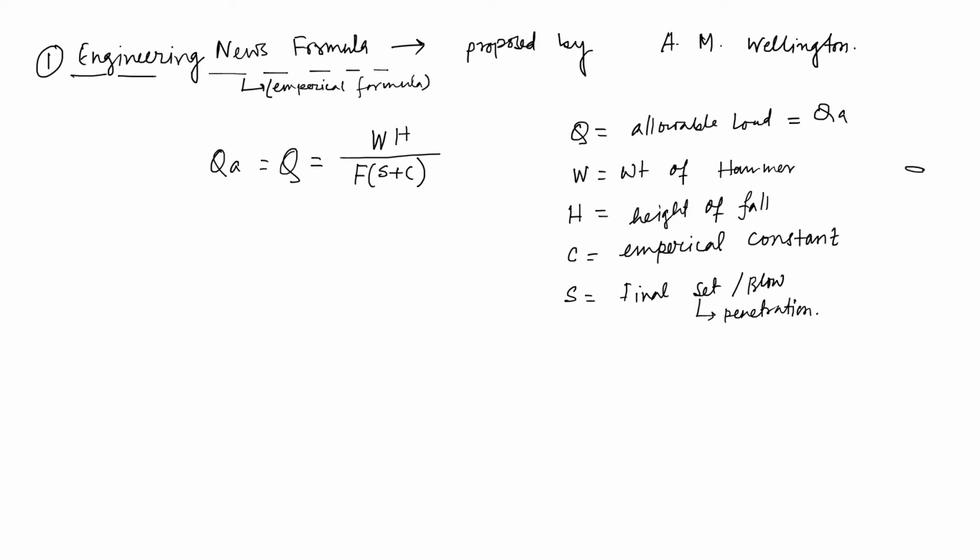Suppose this is your pile, and the weight of hammer is dropped from the height of fall H onto this pile. Suppose 10 blows penetrate 50 mm. Then what is the average? 50 divided by 10 blows, so this is your S: 5 mm per blow. I hope you can answer how to find S. So these are the basics of the Engineering News formula.